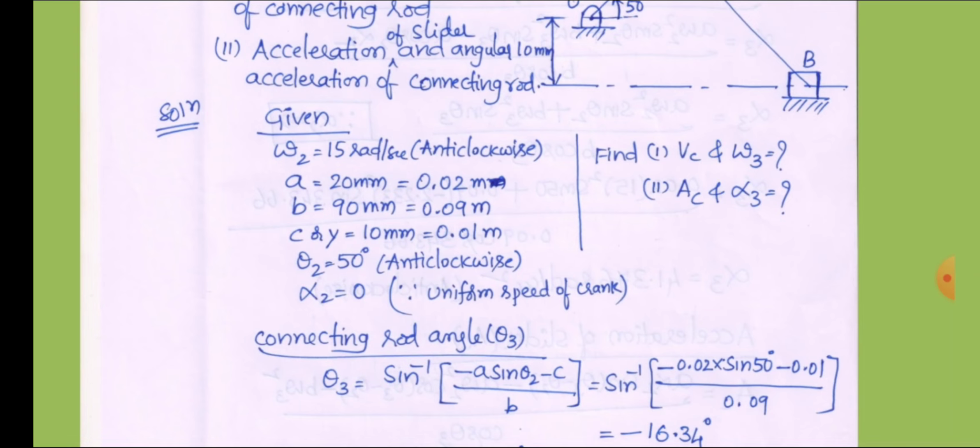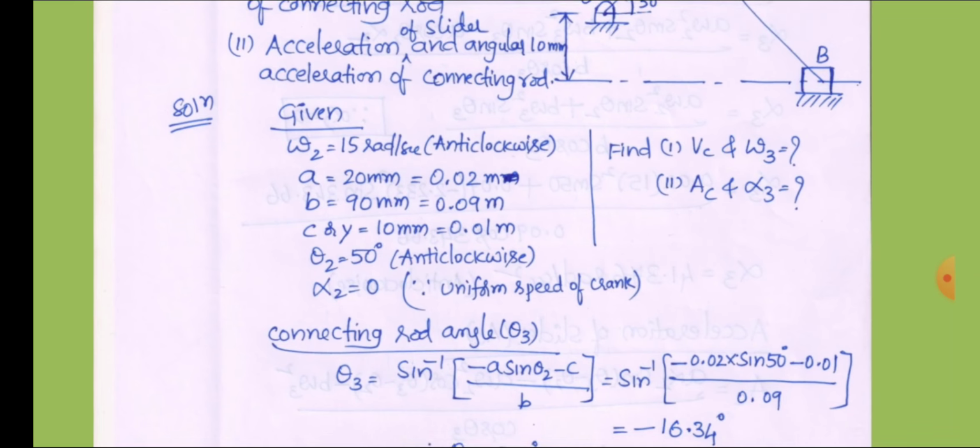Now find the velocity of the slider, that is Vc, and the angular velocity of the connecting rod, that is omega 3, equal to what? Similarly, second bit, acceleration of the slider, that is AC, equal to what? And angular acceleration of the connecting rod, alpha 3. I should find Vc and omega 3, two velocities, and two accelerations: linear acceleration of the slider AC and angular acceleration of the connecting rod alpha 3.